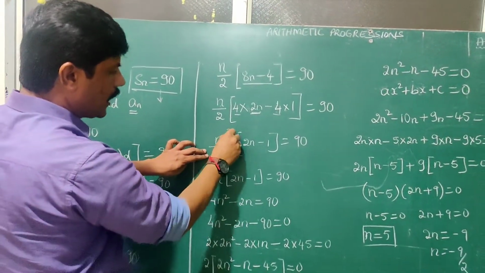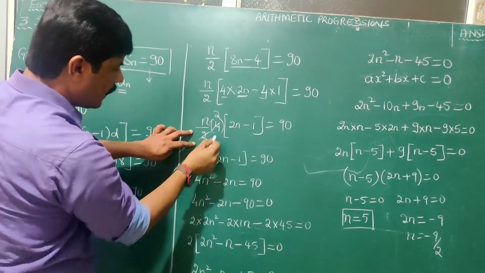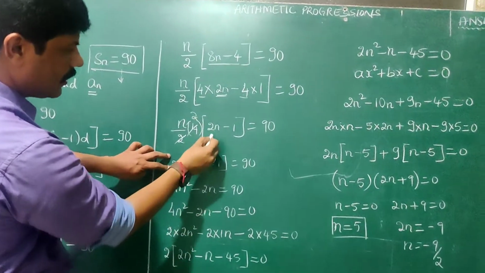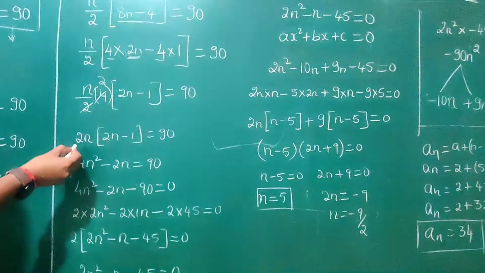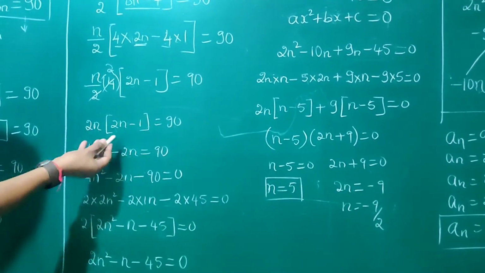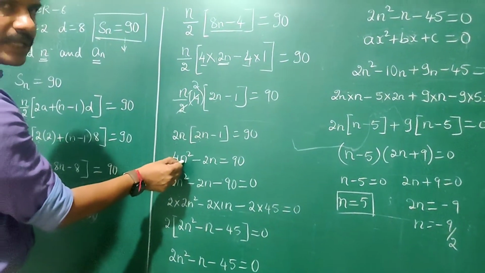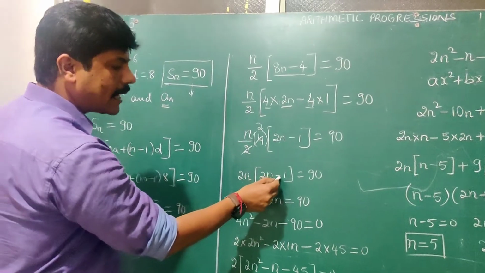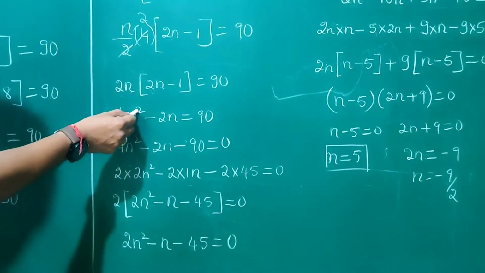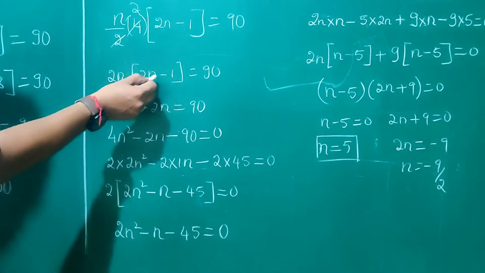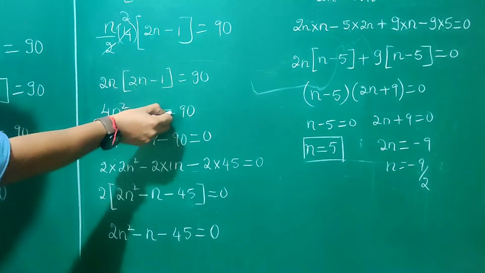Now 2 times 4, therefore N by 2 times 4 is nothing but 2N, written here, into 2N minus 1 is equal to 90. Now multiply this 2N with 2N minus 1. This 2N should be multiplied with 2N as well as with minus 1. 2N into 2N is 4N square, minus 2N into 1. 2N into minus 1 is minus 2N, is equal to 90.